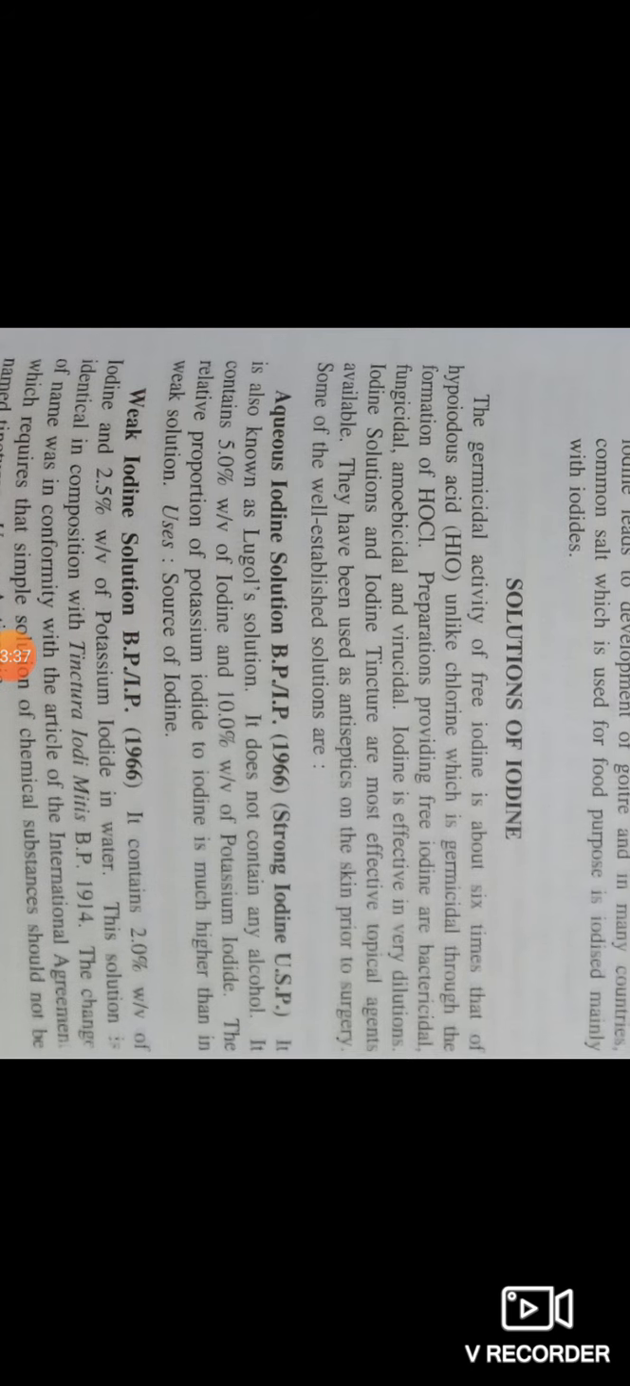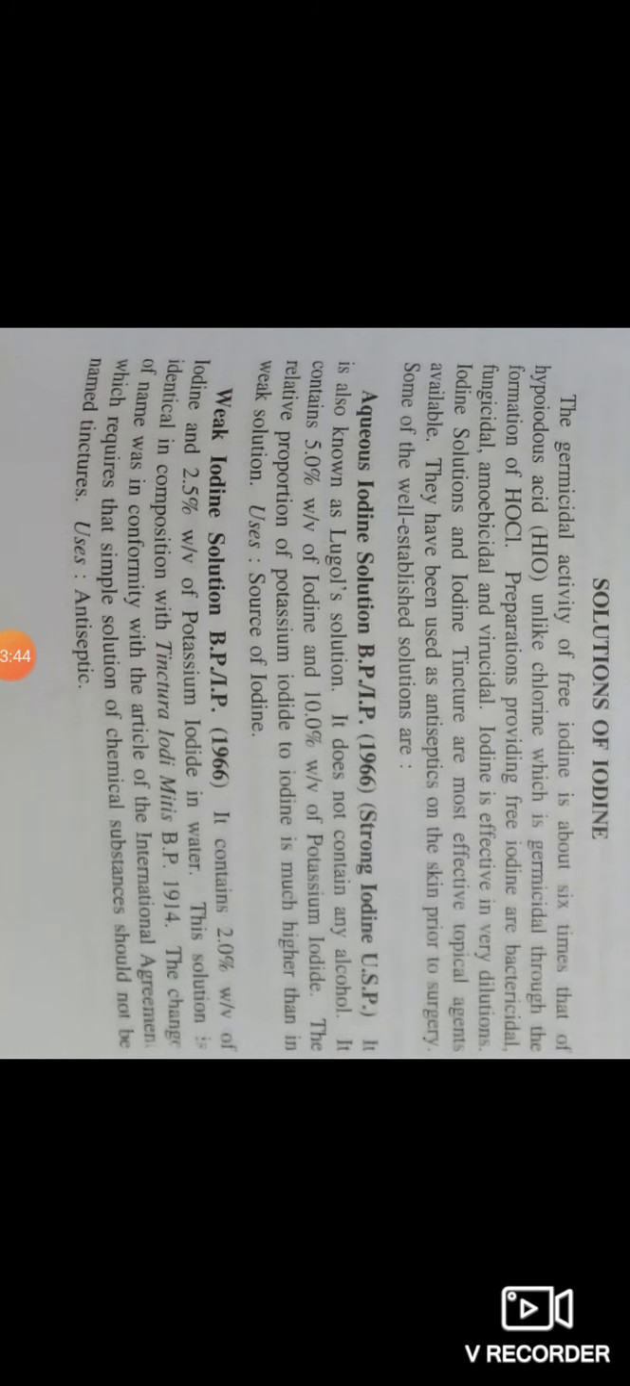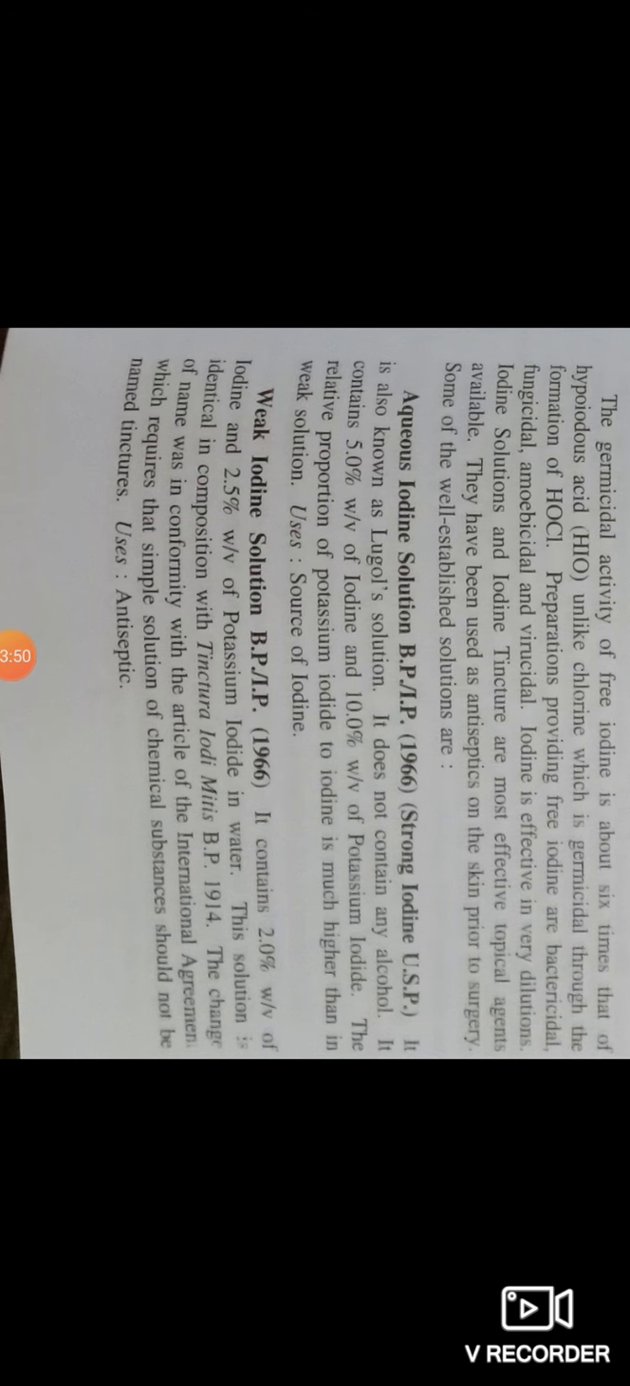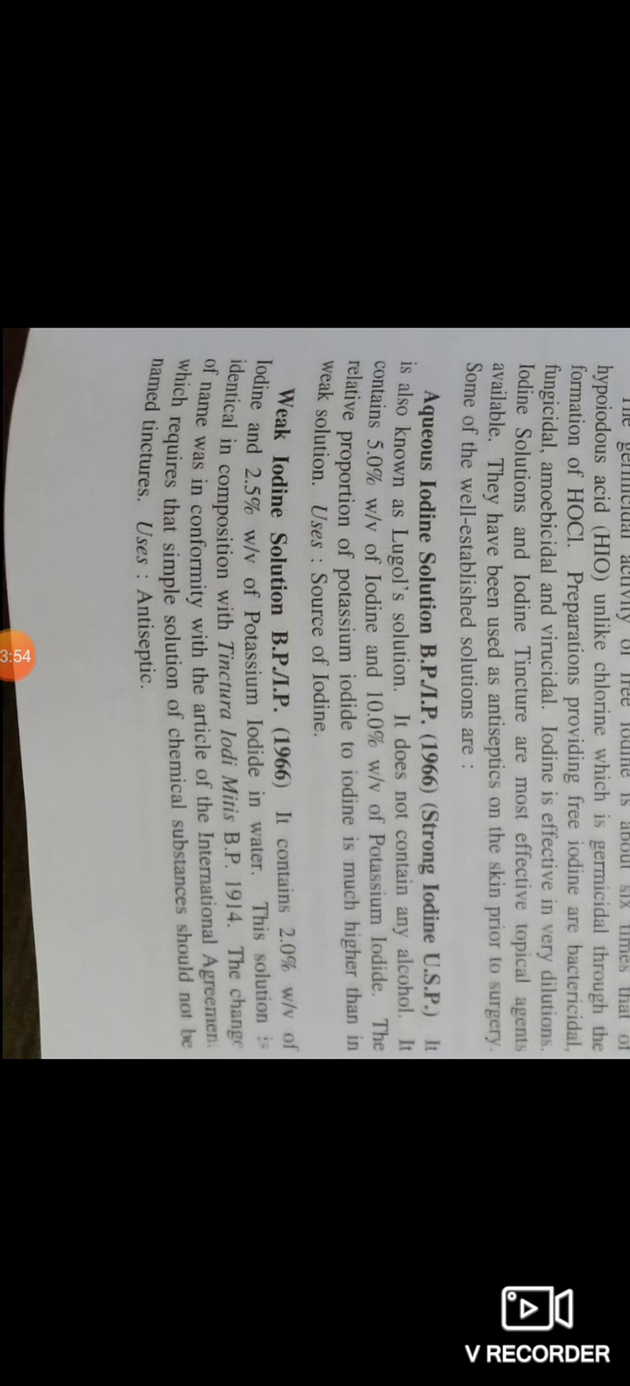Next, solutions of iodine. There are different solutions of iodine, like the aqueous solution, also known as Lugol solution, which does not contain alcohol; it contains 5% iodine and 10% potassium iodide. Weak iodine solution contains 2% weight by volume iodine and 2.5% potassium iodide.